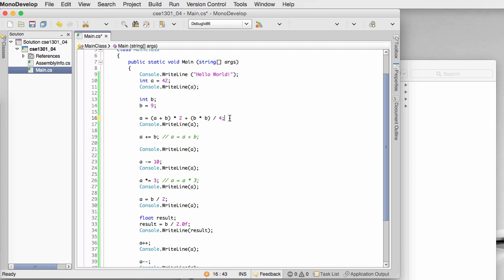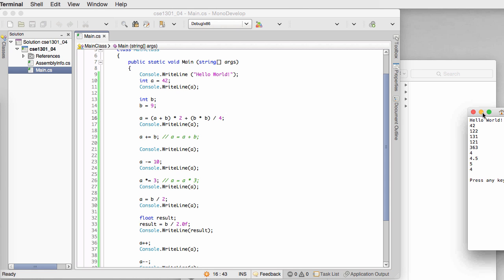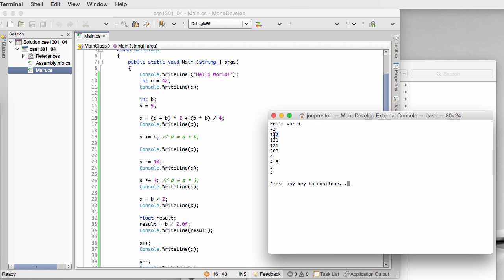So if we want to run this, you can pause now and guess what the outcome will be. Or if you have a burning curiosity, then you can see the result here is 122, which is in fact 42 plus 9, which is 51 times 2, 102, and b squared, or b times b, is 81, divided by 4. Remember, we're doing integer division there, and so 81 divided by 4 is going to give us 20, and 20 plus our 102 is 122.